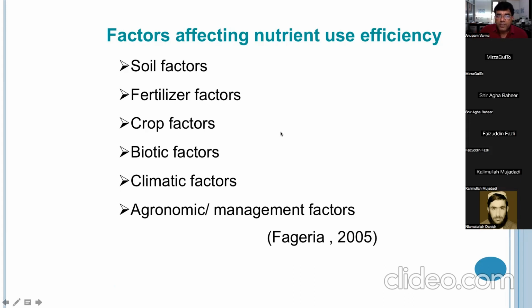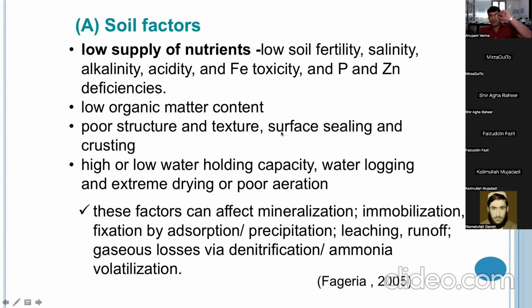So in brief, I wish to discuss these factors. Certain soil factors means particularly adverse factors like low soil fertility, salinity or alkalinity. Salinity, alkalinity or acidity, I think you understand very well. These factors reduce the nutrient availability. And sometimes there may be interaction of factors like phosphorus and zinc. Then low organic matter content.